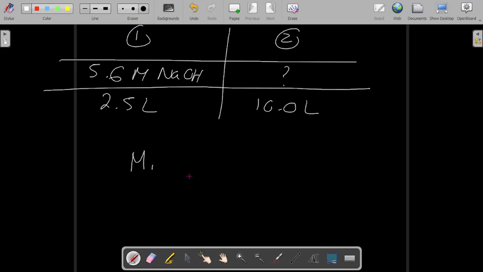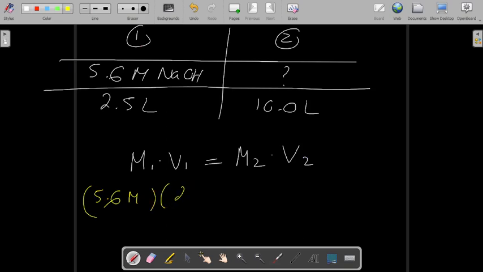Because molarity 1 times volume 1 does need to equal molarity 2 times volume 2. Let's plug in all the information. Molarity 1 was 5.6 molarity. It's multiplying volume 1, 2.5 liters. Needs to equal molarity 2, we don't know. We're trying to find out. But volume 2 is given to you, 10.0 liters. And the units are the same. If they were different, we would have to change one of them to have the same units.